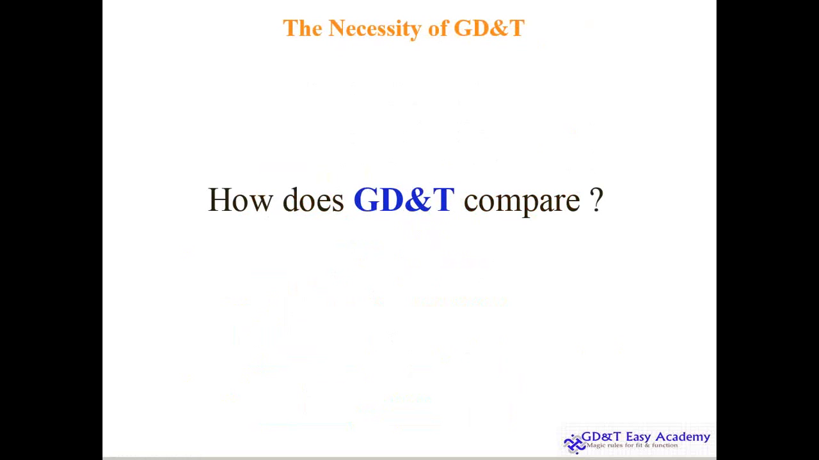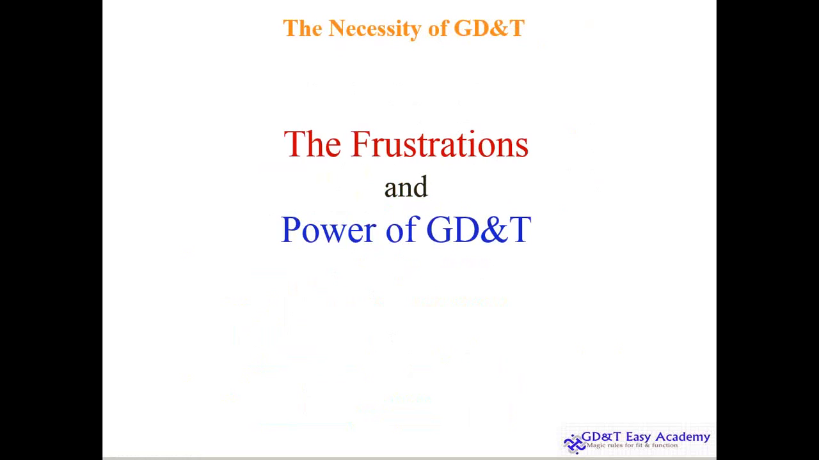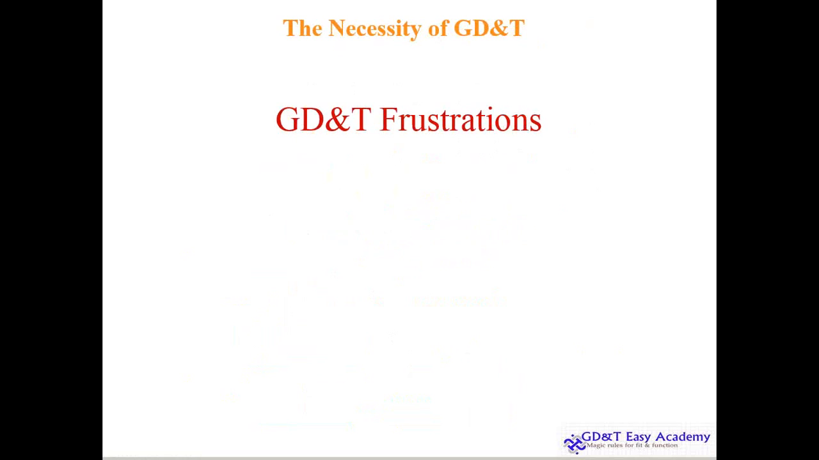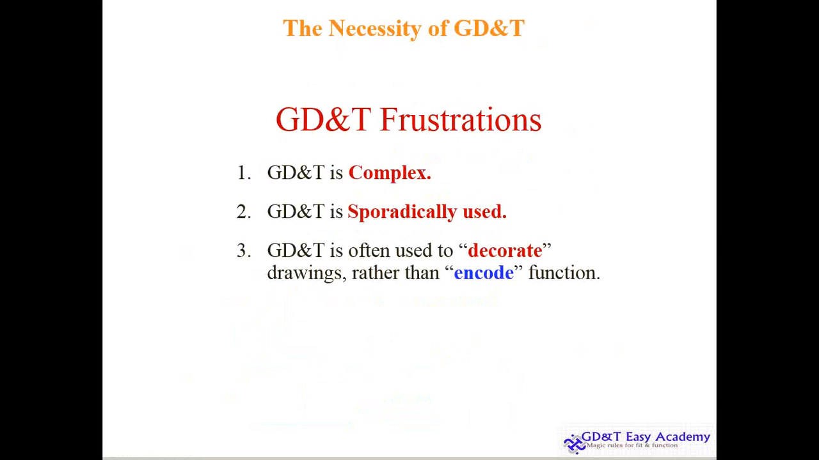But if you compare the frustration and the power of GD&T, GD&T does a magical touch. The frustration is that GD&T is complex. This is a myth, this is not the truth. I guarantee that mathematically I can explain GD&T to you. Most people think that GD&T is complex, that GD&T is basically boring, that GD&T is often used to decorate or paint your drawing rather than encode the function. They are absolutely right because they think like that. And GD&T is generally interpreted rather than decoded. They are also right because they think so.